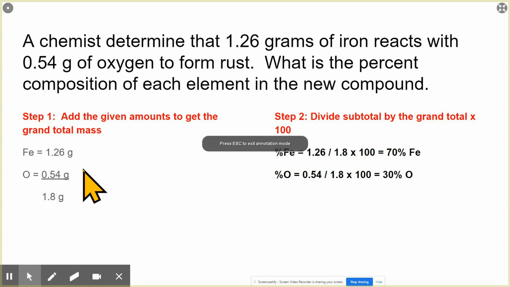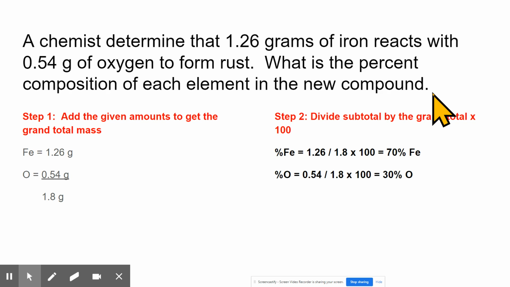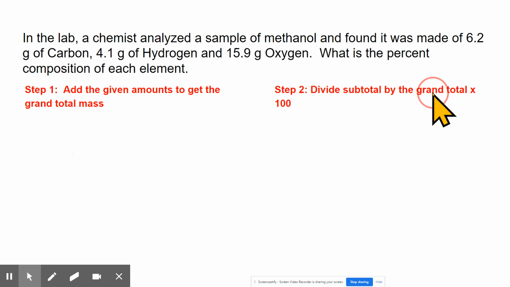Okay. So again, if there's no formula given, guys, just treat the amounts given as your subtotals, add them all up to get your grand total, and that will be what you need for your step 2. Okay. All right. Pause this video and let's do our next problem right here.